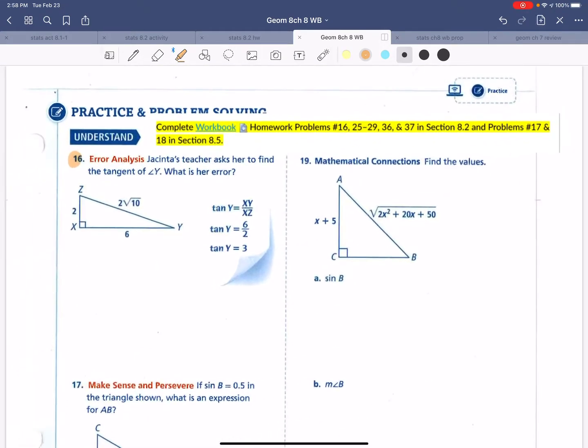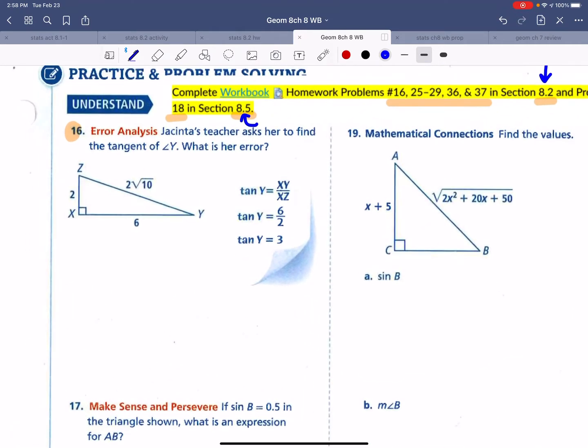And here's our homework. It says homework is questions 16 through 37, skipping a couple here and there in section 8.2, and we also need to make sure we jump to section 8.5 to do questions 17 and 18. So again, today and tomorrow, we're going to be doing some questions in 8.2 and 8.5. And that will be our third day for learning on chapter 8. So let's do it. Question 16 is the first one.